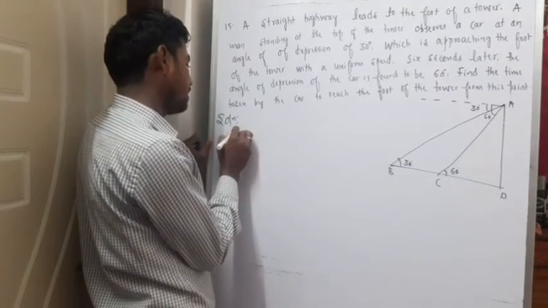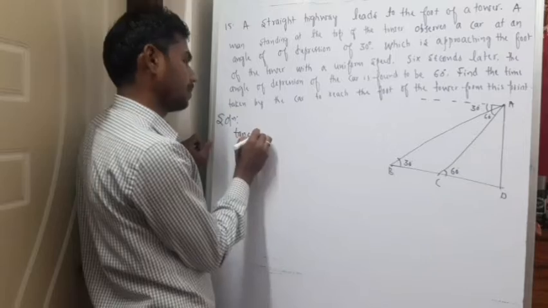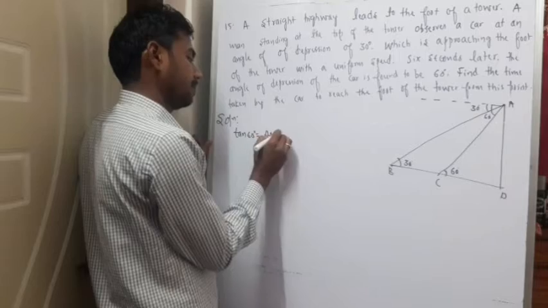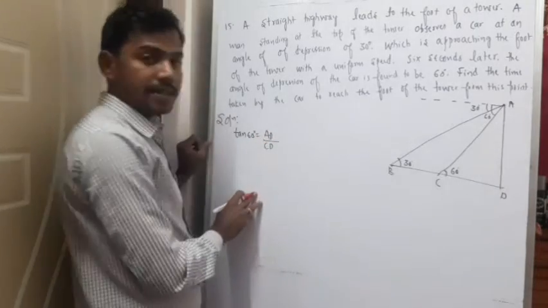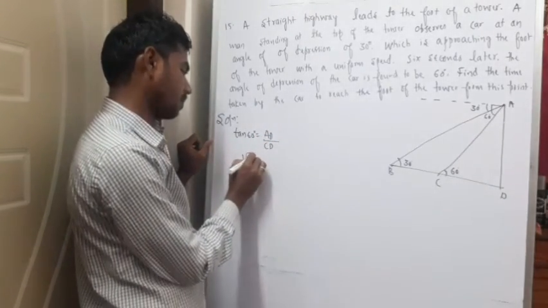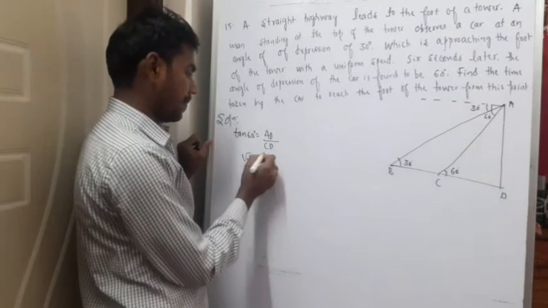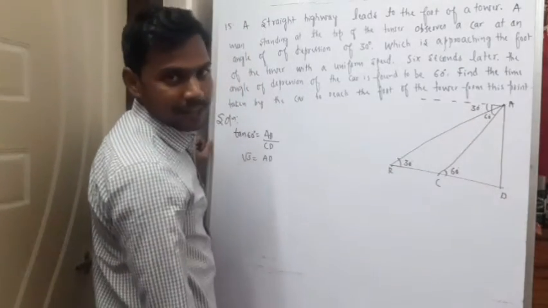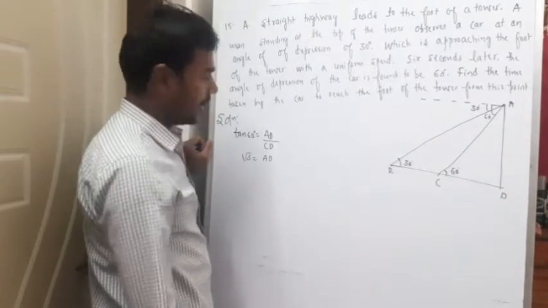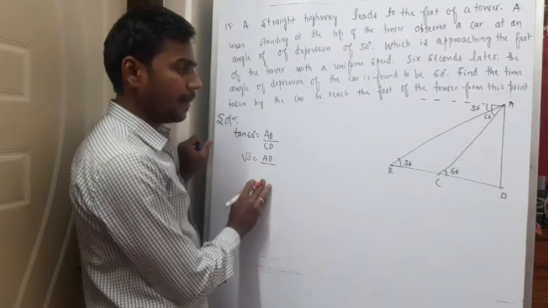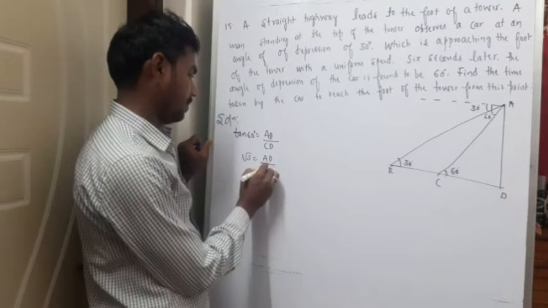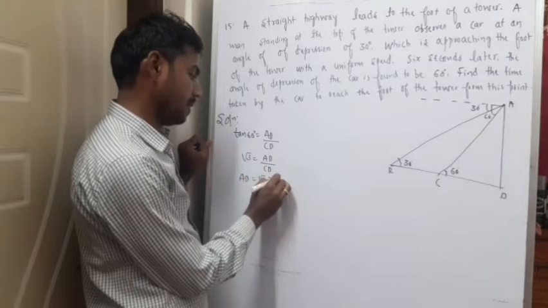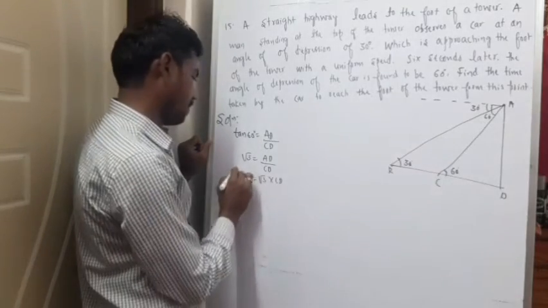So tan 60 is equal to AD divided by CD. Tan 60 is nothing but root 3. AD we don't know. So for both the things, which one is common? AD is common. So I can make use of AD here: AD divided by CD, or else AD is equal to root 3 into CD. Root 3 into CD.